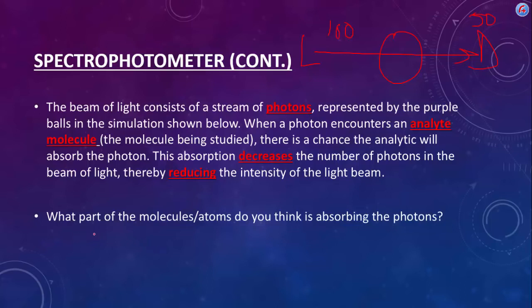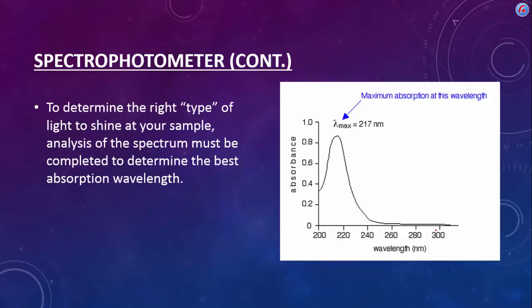So, real quick question for you. What part of the molecule or atoms do you think is absorbing the photons? Go enter your answer. So you should have said the electrons. They're absorbing them. Oftentimes we also need to determine what is the right light to shine at your sample.